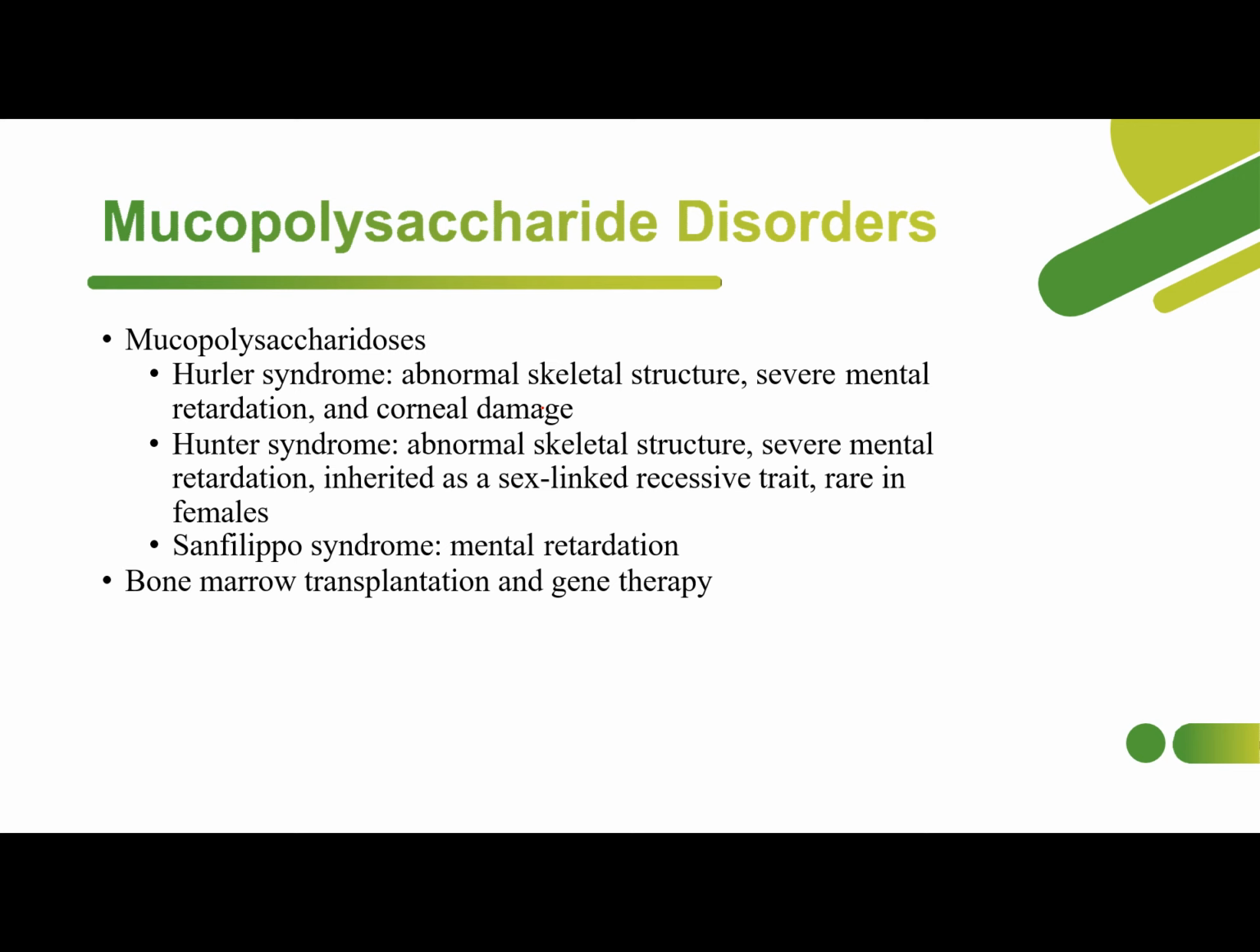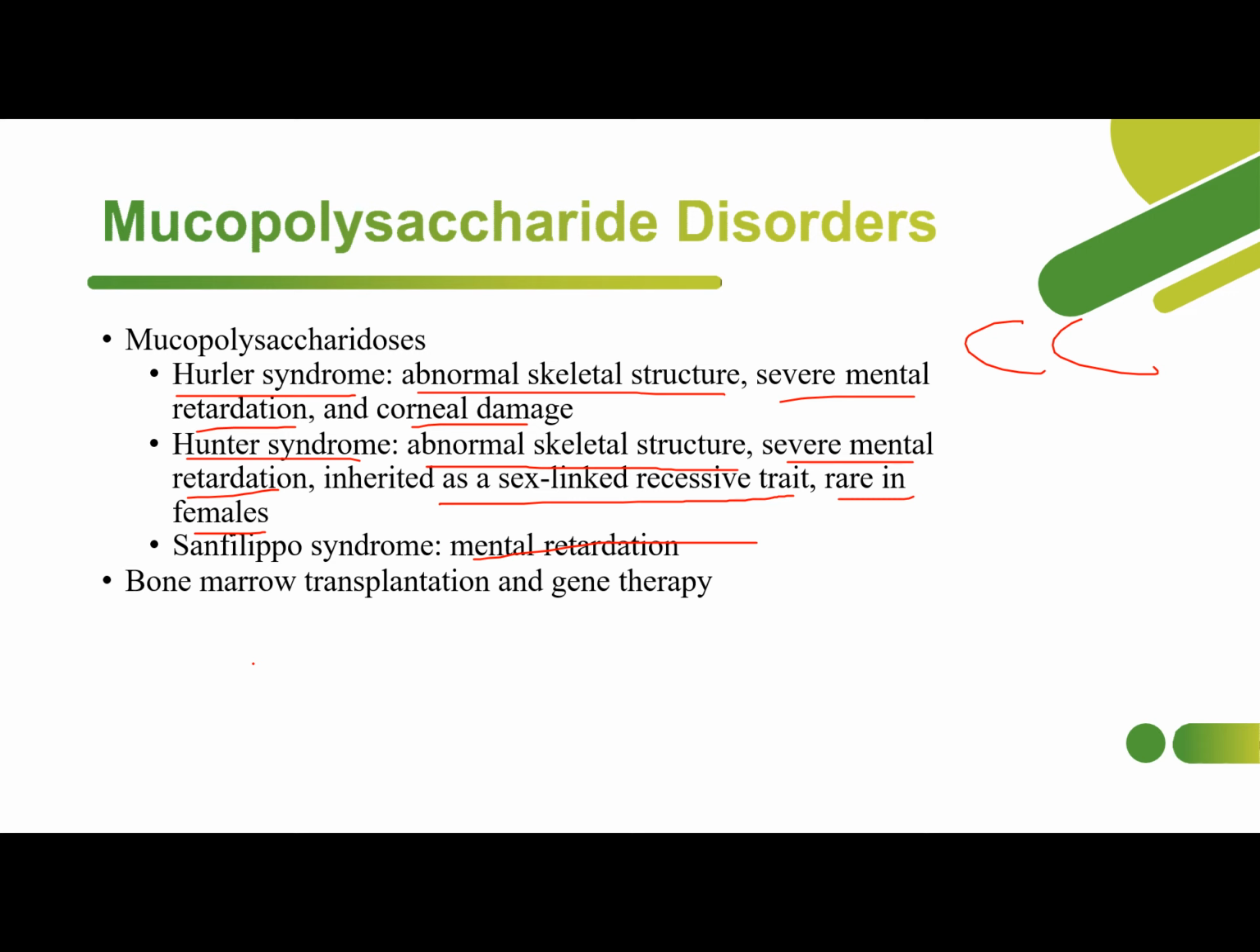These things are usually asked in the board exam, especially in your clinical chemistry class. So you will also encounter this topic in your clinical chem. The mucopolysaccharidoses are divided into a lot of diseases, but let's tackle some of the important ones. We have the Hurler syndrome. For the Hurler syndrome, there would be abnormal skeletal structure, severe mental retardation, and corneal damage. For the Hunter syndrome, abnormal skeletal structure, severe mental retardation, inherited as a sex-linked recessive trait, very rare in females, and the Sanfilippo syndrome characterized by mental retardation.